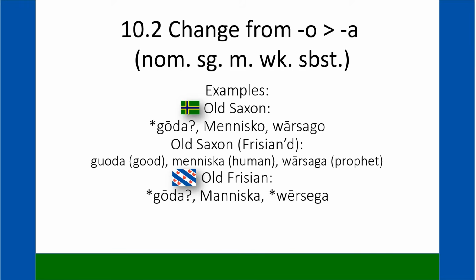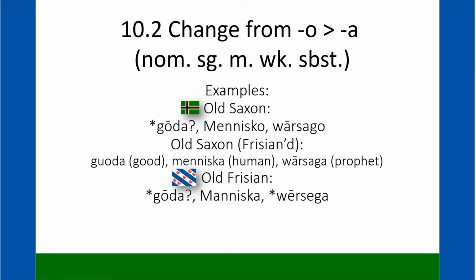Next, we have the same change, but dealing with nominative singular masculine weak nouns. All right, so we have goda, minnesko, and warsago. With the Frisianized Old Saxon, we have guoda, menniska, and warasaga. And finally, in Old Frisian proper, we have goda, manniska, and reconstructed wersega, or arguably werzega, or what have you.